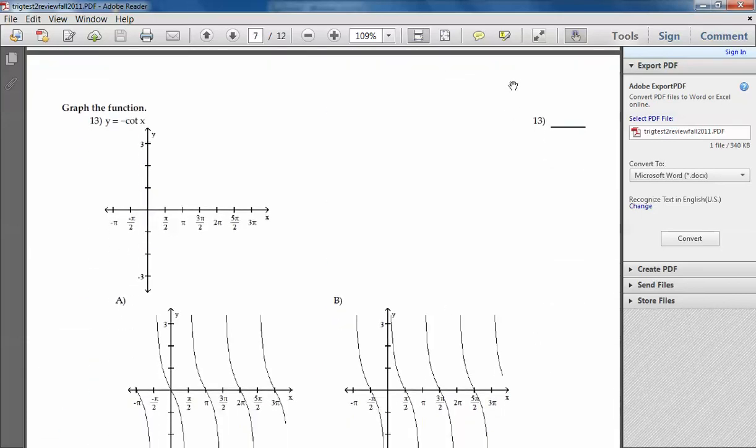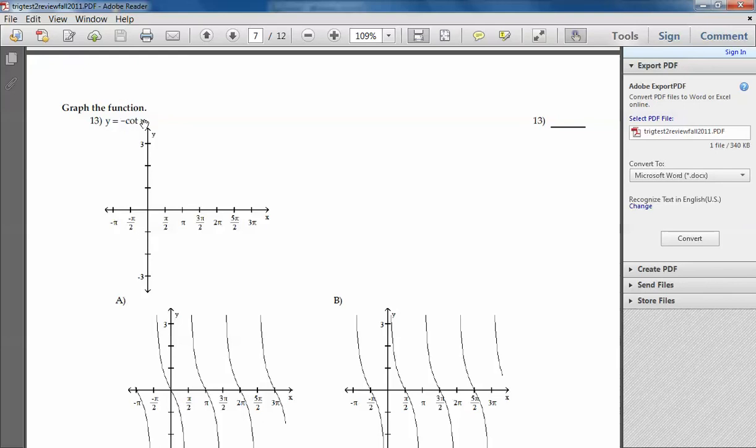Alright, on number 13, graph y equals negative cotangent of x. We need to know what the graph y equals cotangent of x would look like. So recall that cotangent is going to be undefined at 0. So you have a vertical asymptote at 0.